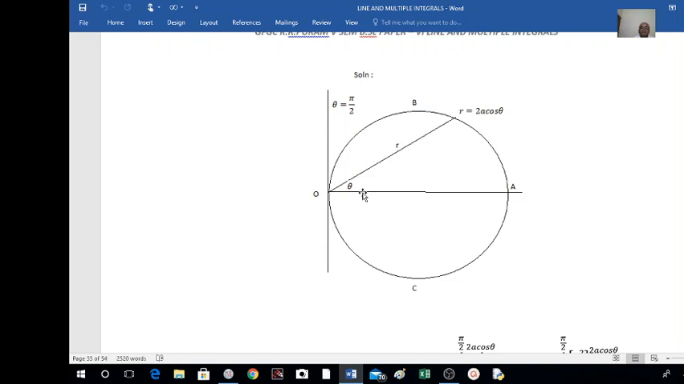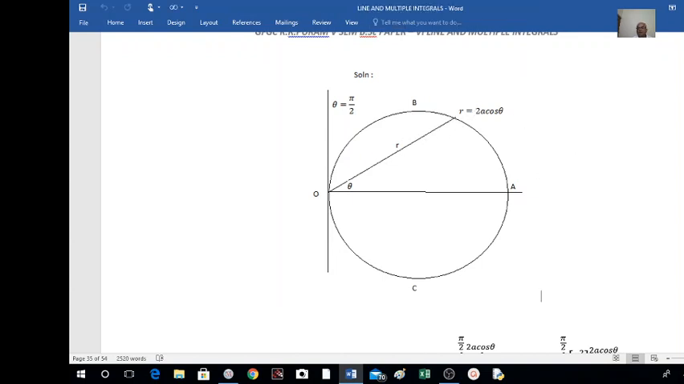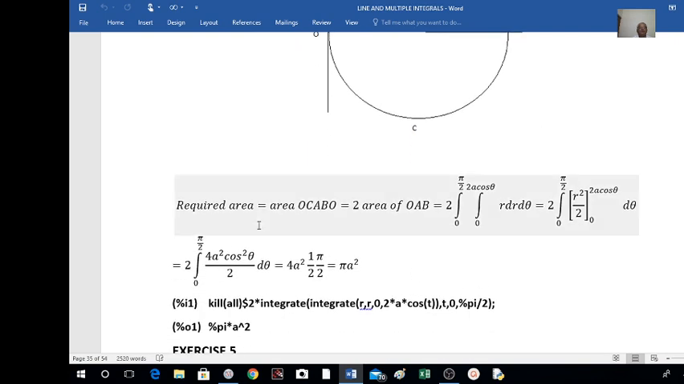What about theta? Theta starts here. Okay, we are in the first quadrant. Theta starts here and it goes up to this point here. So this line, x-axis to y-axis, means theta is equal to pi by 2. Theta ranges from 0 to pi by 2. r ranges from 0 to 2a cos theta. Now the formula for finding the area is: required area equal to 2 times the area of the upper portion. This is 2 into integral with theta from 0 to pi by 2, r from 0 to 2a cos theta, of r dr d theta.